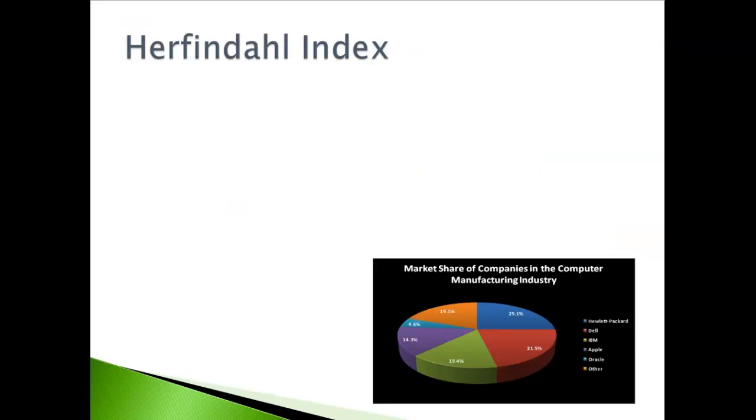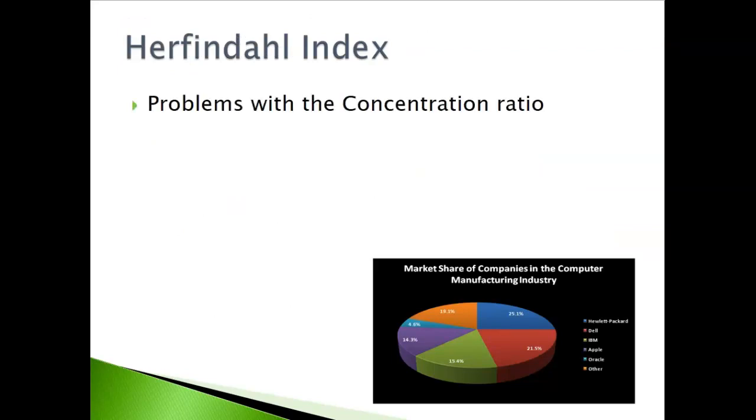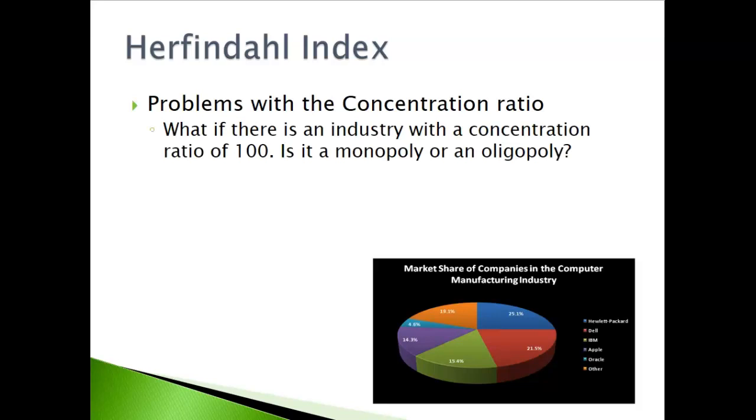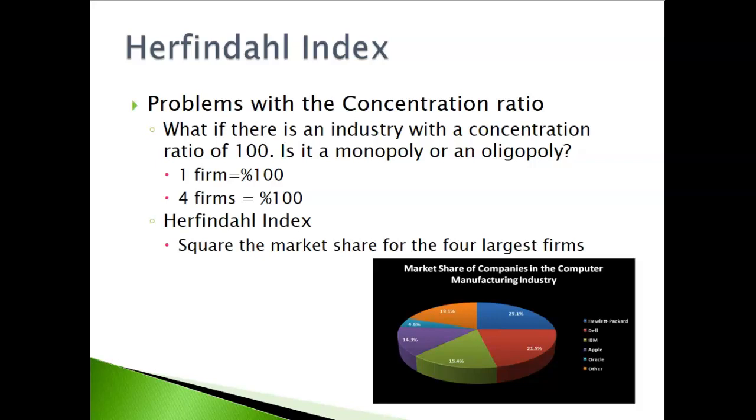Very closely related, we have this thing called the Herfindahl Index. Here's why. There's a slight problem with that concentration ratio. What if I told you there's a 4-firm concentration ratio of 100? That means if I add up the top 4 firms together, their market share is 100%. But what's the makeup of those top 4 firms? Is it 1 firm plus 0 plus 0 plus 0? Well, that's still 100%. Or is it 4 firms, each with 25%? We don't know. That's where the Herfindahl Index comes in.